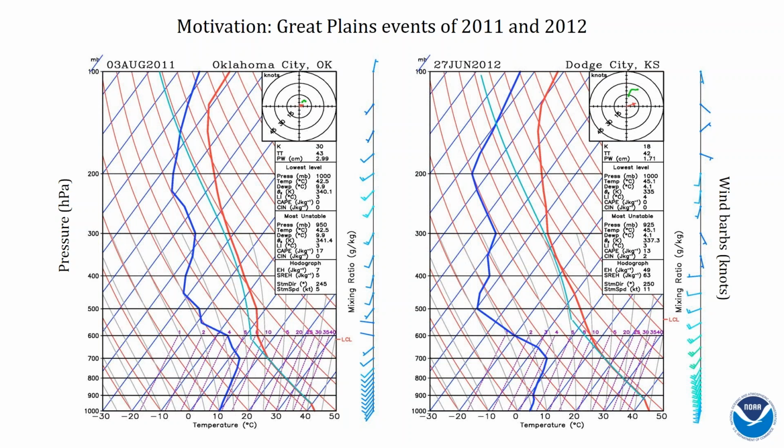Also, you see the wind pattern. This is just a wind profile. It's fairly calm throughout the atmosphere, meaning that the weather is stagnant.